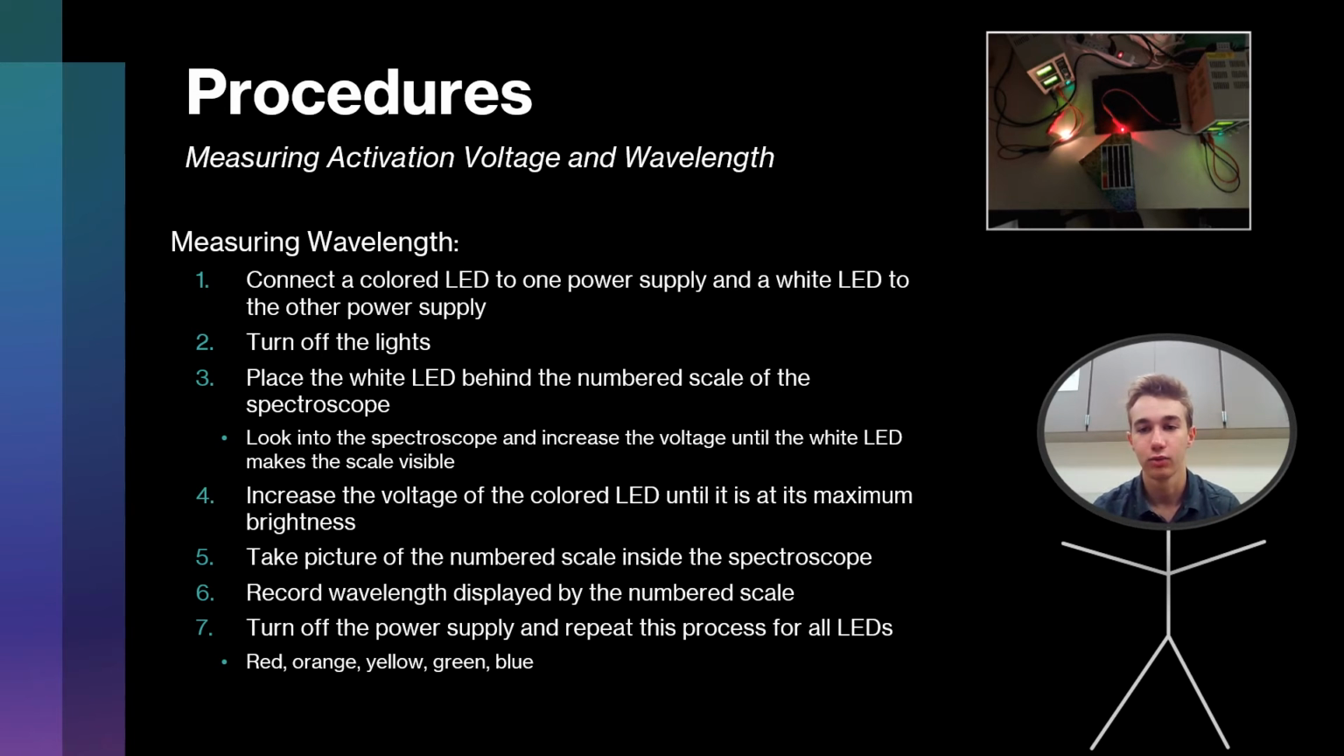And then for the red, orange, yellow, green, and blue LED, I put them in front of the slit of the spectroscope, turned them on in the dark, and then put the camera up to the viewing hole of the spectroscope and pointed it at the numbered scale and took pictures of my data.